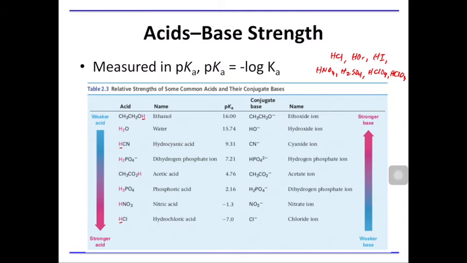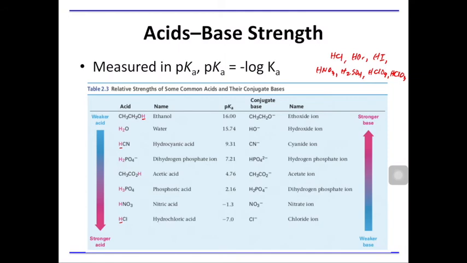So the conjugate base of ethanol is ethoxide, or just remove the hydrogen and replace it with a negative sign. Water is hydroxide, just remove the hydrogen. Hydrogen cyanide or hydrocyanic acid is cyanide. Remove the hydrogen and replace it with a negative charge. Hydrochloric acid has chloride as its conjugate base. So there is an inverse relationship between the strength of the acid and the strength of the conjugate base.